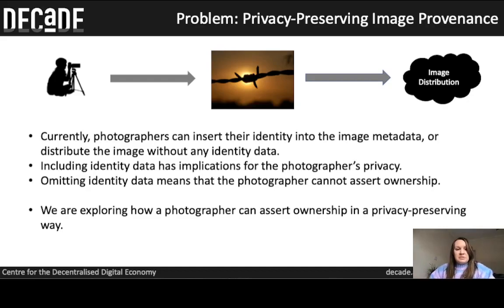Inserting identity into the image metadata has implications for the photographer's privacy. So if the photographer inserts their identity, they cannot later choose to be anonymous and can't manage under which circumstances their identity will be revealed. If the photographer doesn't insert identity data, anonymity is possible, but it may be difficult for them to prove ownership of images. So our work explores how a photographer can insert ownership in a privacy-preserving way.